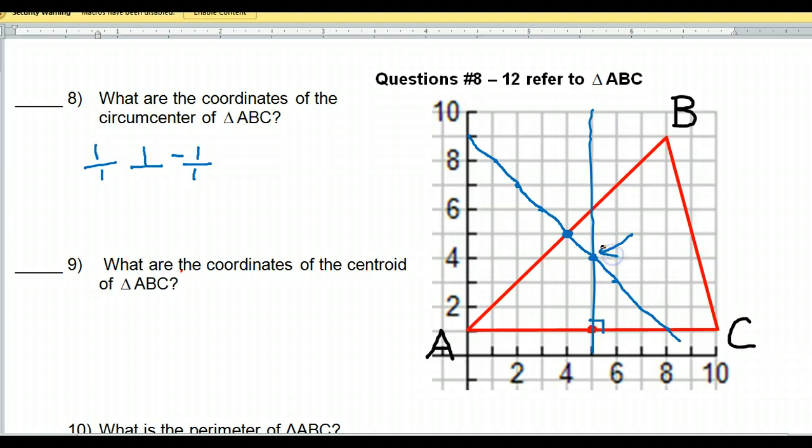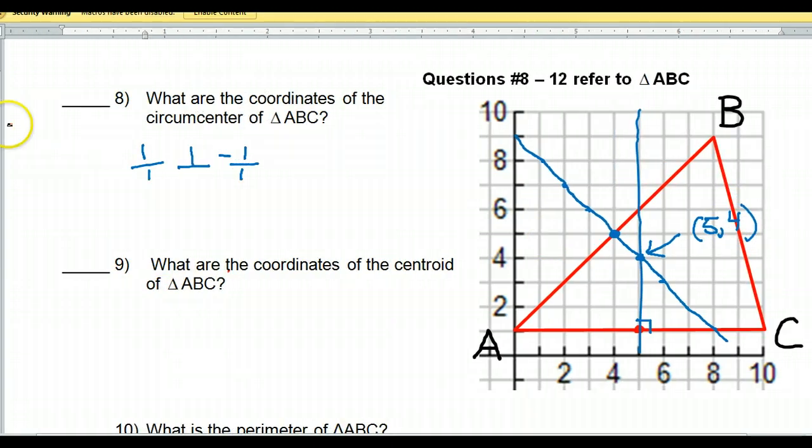And you can see that here's where they meet, at the circumcenter, which is 5, 4. Okay, so 5, 4.